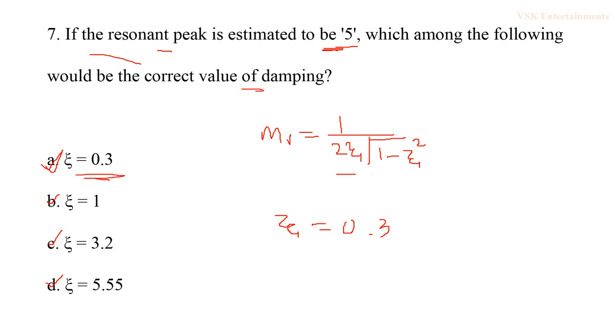Simply depending upon the resonant peak expression, we calculate the zeta value. The resonant peak expression is MR equal to 1 by 2 zeta into square root of 1 minus zeta square. Simply substitute the MR value and simplify this expression. Then we get zeta equal to 0.3. These types of bits are very important from the GATE point of view.